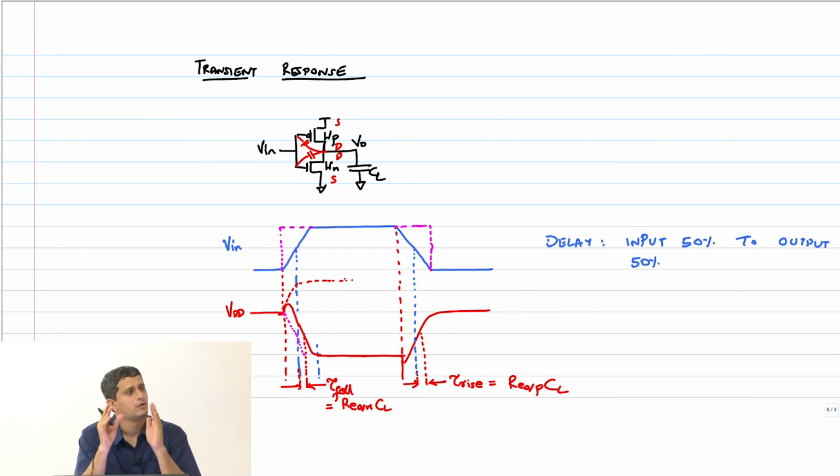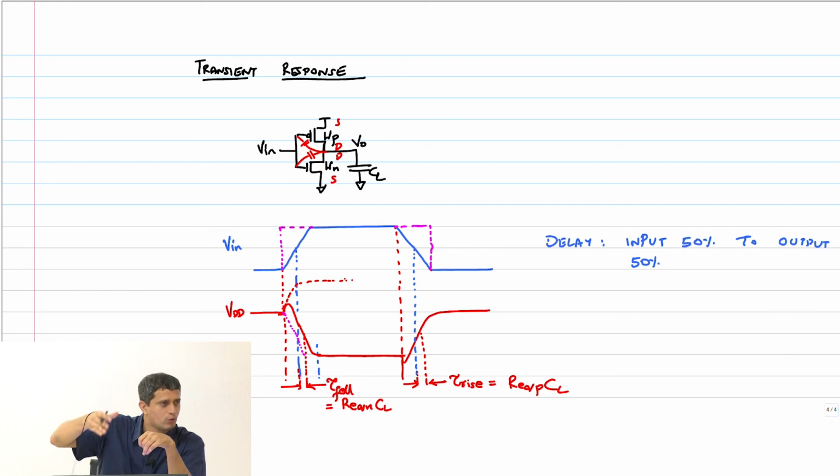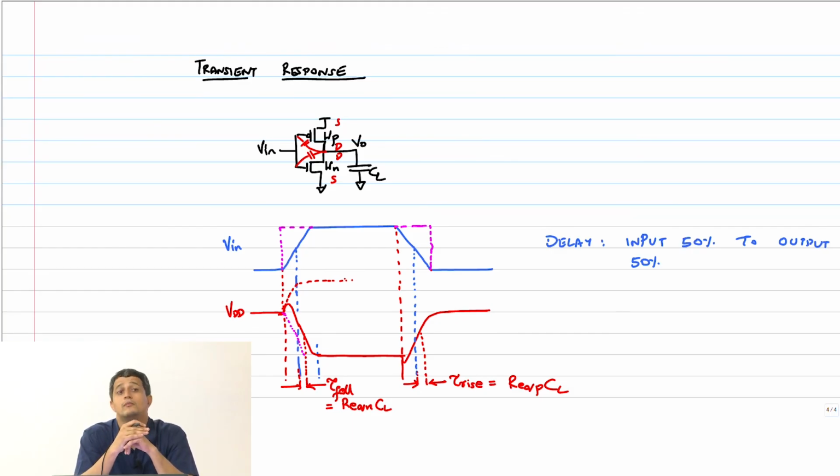No. So we have lumped all the capacitances as CL for now. Later I'll show you how we are going to account for all these capacitances. It does come into the picture. It's just a representative capacitor for now. I'll tell you what these elements are when I move on into the course.